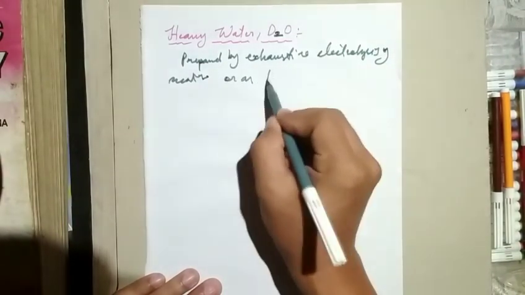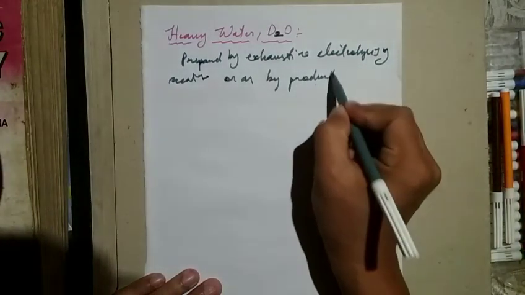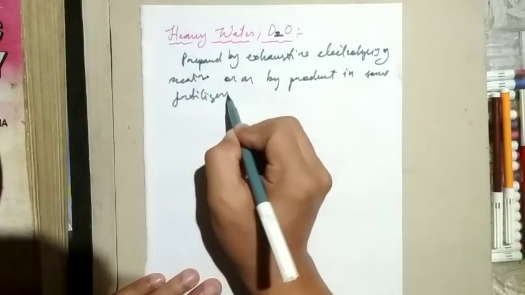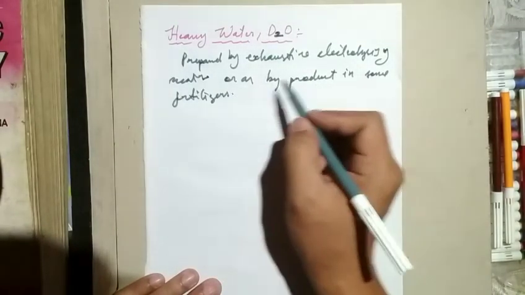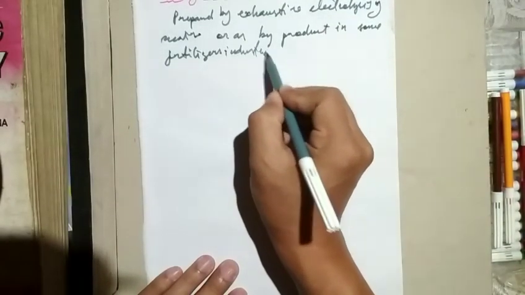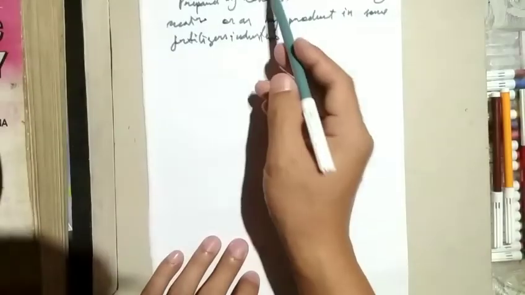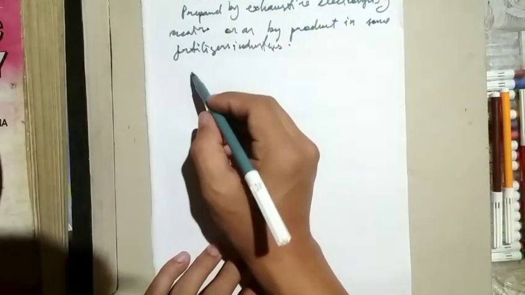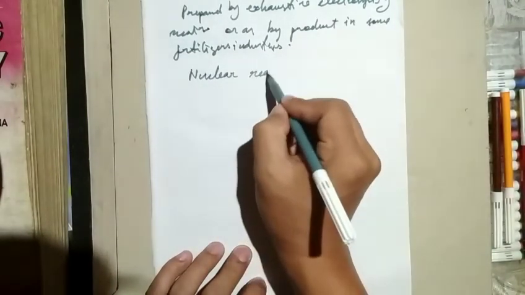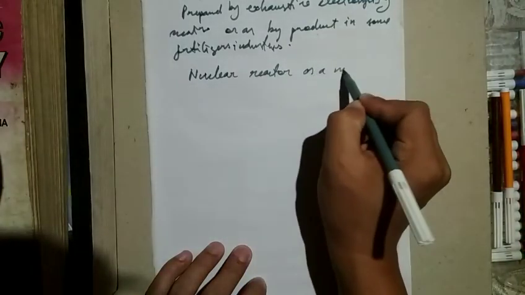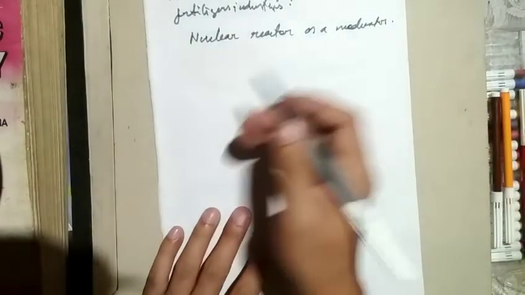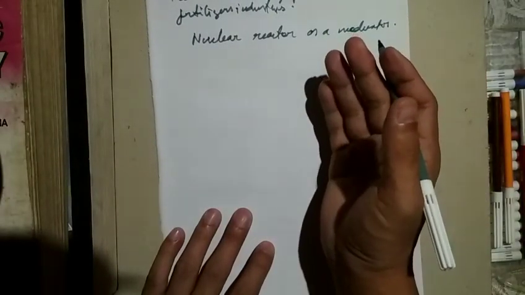Or as a byproduct in some fertilizer industries. This D2O is also used in nuclear reactors as a moderator. It is also used for preparation of other deuterium compounds.